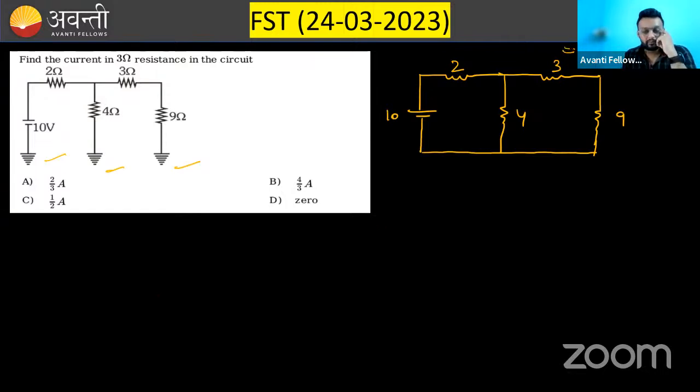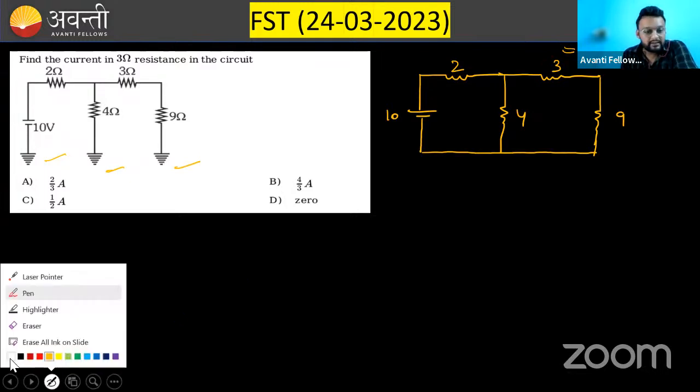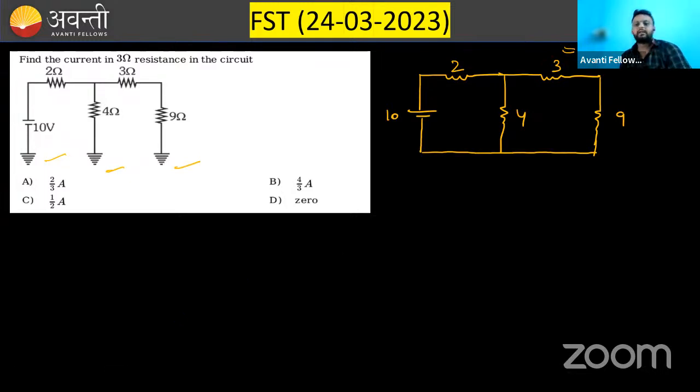There are 2 ways to solve it. One is, okay, let me just tell you, can you calculate the total equivalent resistance of this circuit? I am doing it very quickly. Stop me if you are not able to understand. I am just very quickly calculating the equivalent resistance. These 3 and 9 are in series, so that will be 12 ohm.